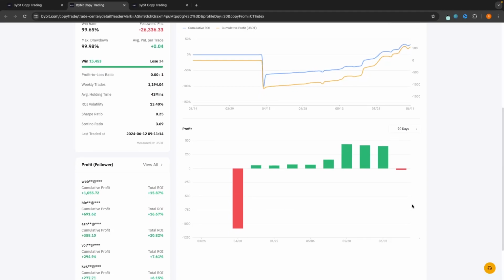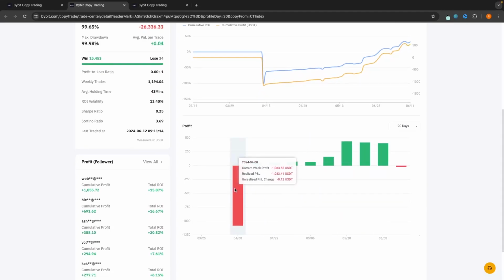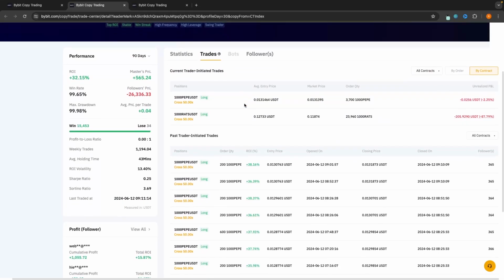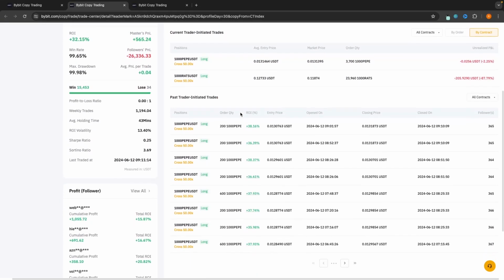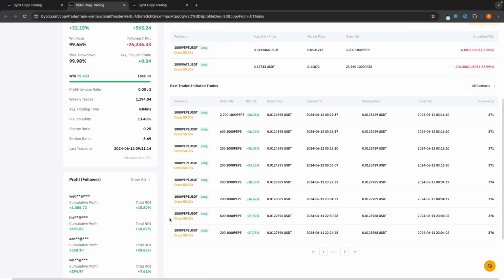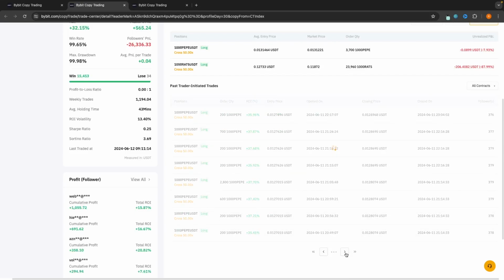We can go down and take a look at his profit. So it looks like he had a really bad week right here, but since then things have been steadily going up. And right now, it looks like this guy is doing pretty well in his trading. Let's once again go to trades and see some of the past trades that he has made. So he is trading with margin. We can see that as well. And he is mostly going long. I can't really see any short positions right here.